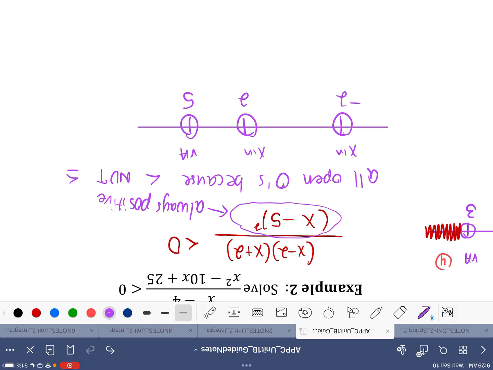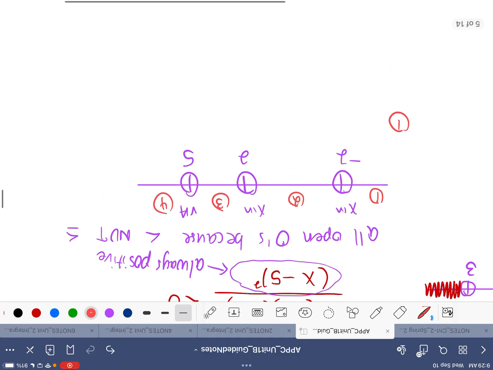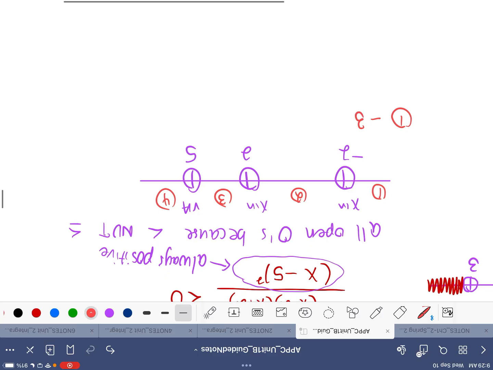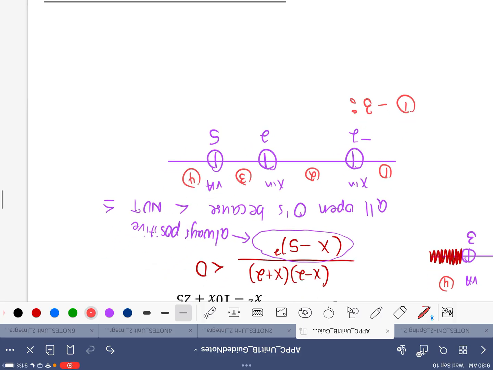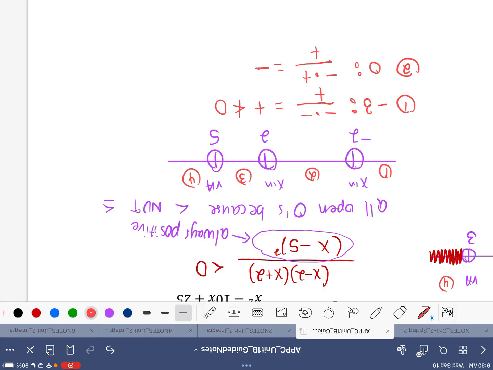Okay, so plugging in 1, 2. For the first interval, I think I'll plug in -3. Negative times negative, always a positive on the bottom. This is going to be positive. Positive is not less than 0. No shading. Then I'll plug in 0 because that's an easy one. Negative times positive over positive. Is that smaller than 0? Yes.